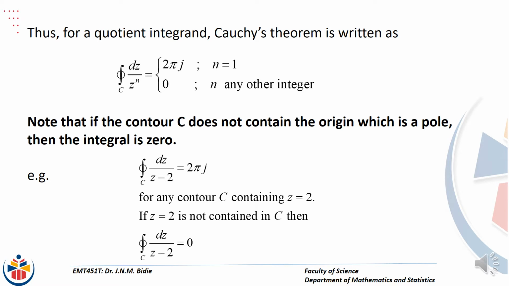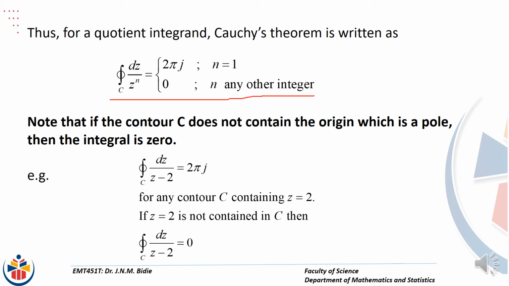And then if the integrand is a quotient, then we're able again to restate Cauchy's theorem. In this case, we have 1 over z to the power n representing our f of z, and its contour integral is given by 2 pi j when the power of z is 1. But if you have any other integer as the power of z, then the answer is 0.